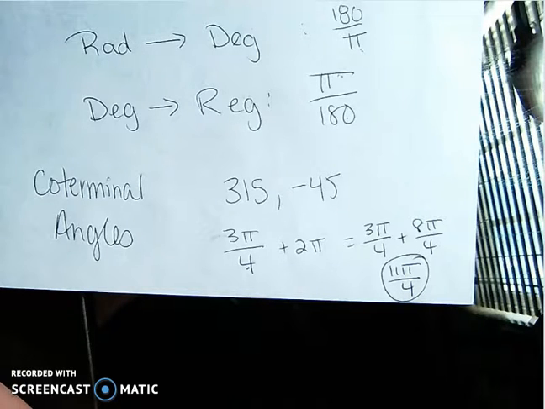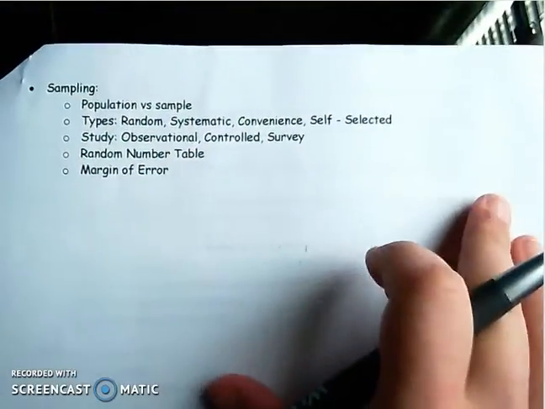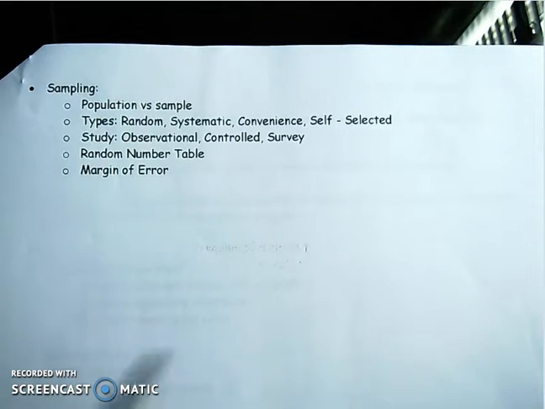The last thing that we talked about was statistics and kind of the sampling methods. You need to be able to do all of these. Tell the difference between the population and the sample. Remember, the population is the entire group, so like the entire school. The sample is a portion of that population, so our classroom is a sample.